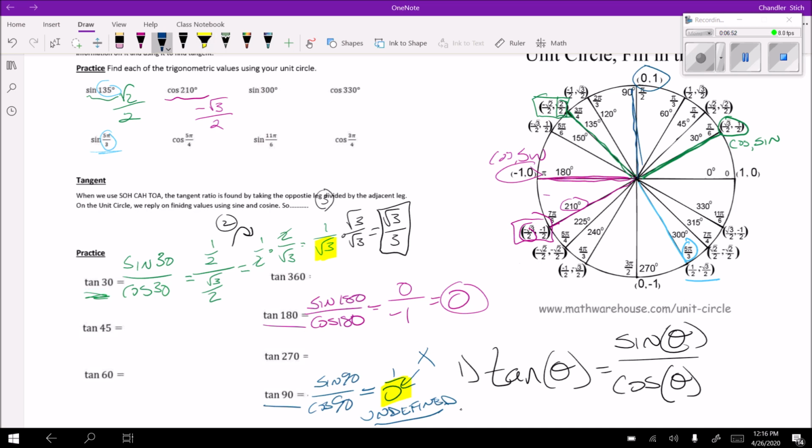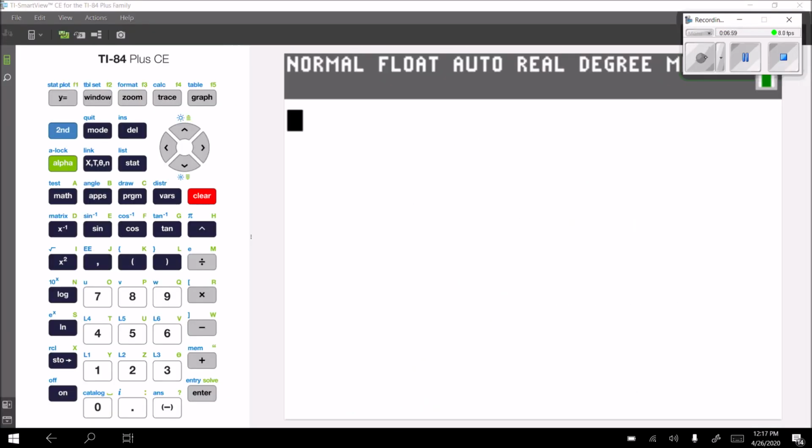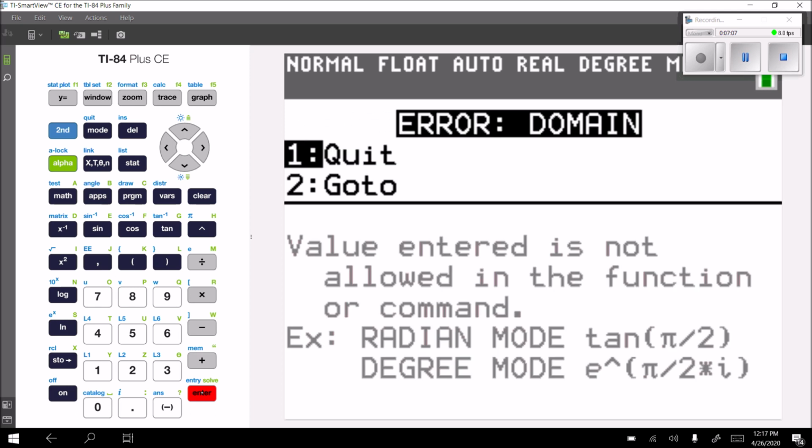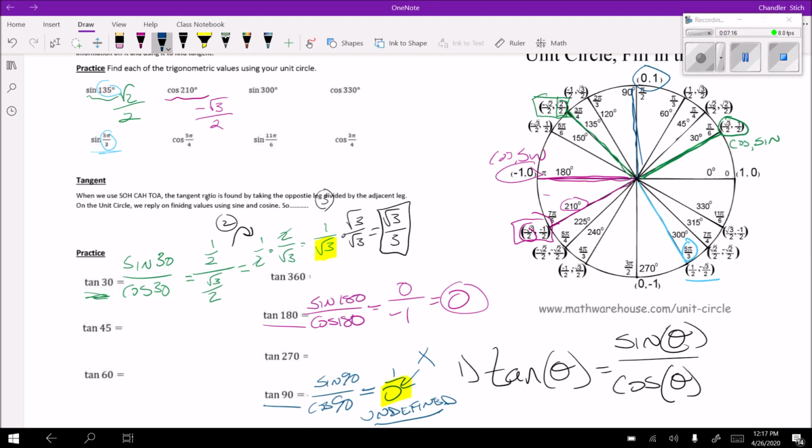Right, so if you type tan of 90 into your calculator, it'll say error. I don't have it pulled up. So here on my calculator, if I do tangent of 90, make sure you're in degrees, hit enter, you can see it says error. That's because you have 0 in your denominator, okay, which again, you cannot have. Therefore, you would say that is undefined or error.